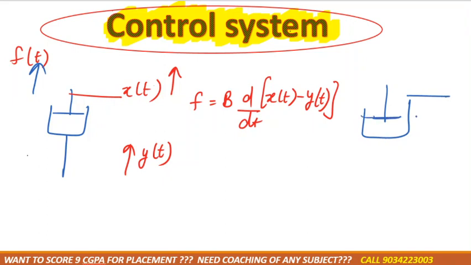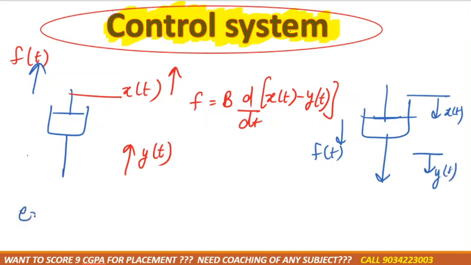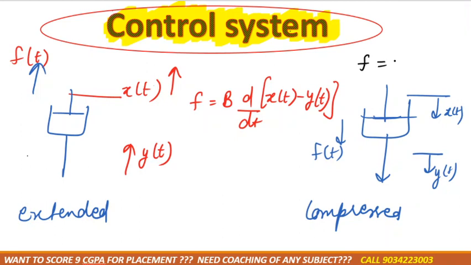Now again the opposite case, here suppose damper is there. If the force is moving in the downward position, then both displacements are in the downward side. So this is the case of extended and this is the case of compressed, right? So it would be F is equal to B into d of x of t minus Y of t divided by dt. Understood? Correct?